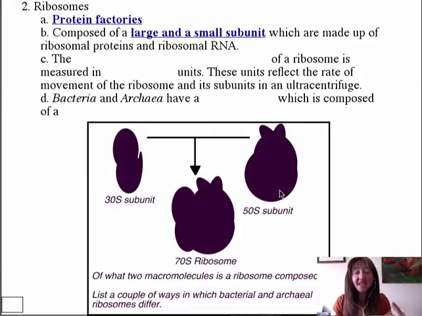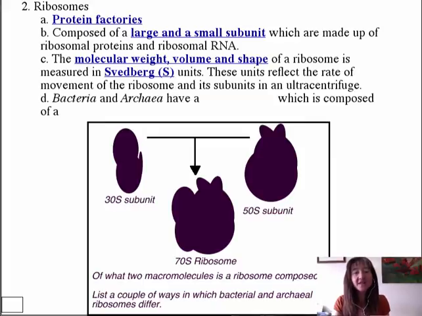So looking at the maybe confusing part here, and I have a feeling that some of you are thinking, wait a minute, Rachel, either I'm really hungover or 50 plus 30 doesn't equal 70. But the reason for this is that the units that they are measured with are called Svedberg units, and Svedberg units are based not only on molecular weight but also on volume and shape. That is to say, how aerodynamic the molecules are.